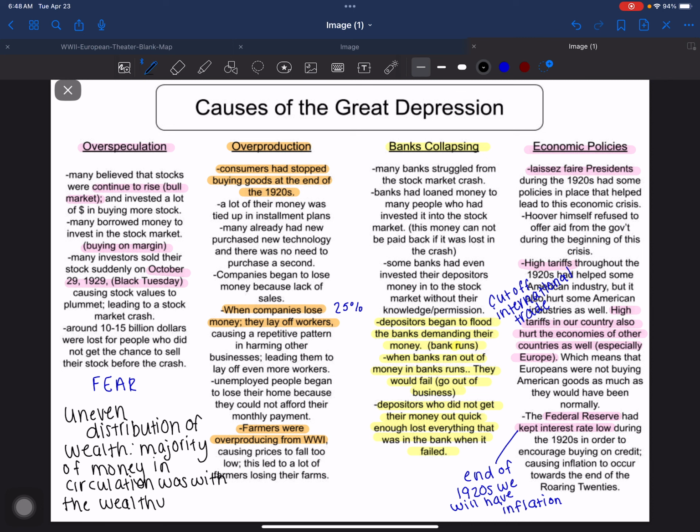Now, what that means is the wealthy class that we have, which, let's just make sure we understand, is literally less than 2% of the American population. The majority of the money that was in circulation was within their possession, which leaves very limited funds for the middle and the poor class. So if you see anything about uneven distribution of wealth, just understand that the majority of the wealth lay within the hands of that wealthy 2%, which is not very many people.